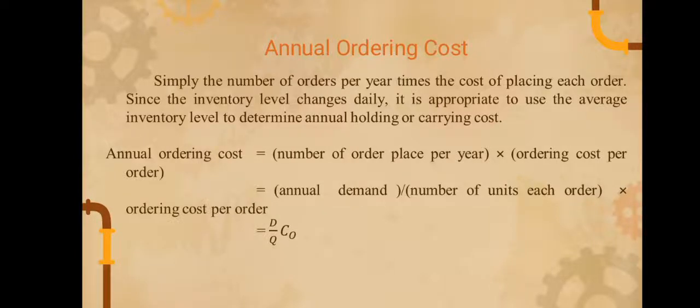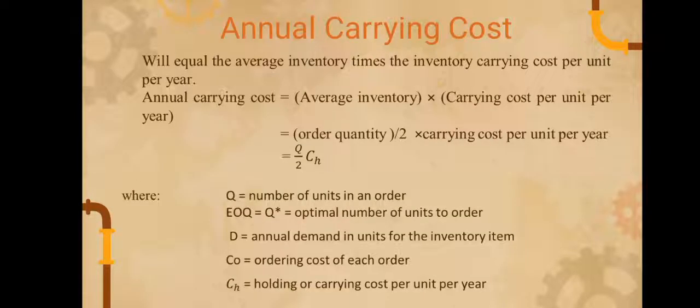Second is the annual carrying or holding cost, which will equal the average inventory times the inventory carrying cost per unit per year. So, annual carrying cost is equal to average inventory multiplied by the carrying cost per unit per year, where average inventory is equal to order quantity, which is denoted as Q, over 2, multiplied by carrying cost per unit per year, which is C sub H.